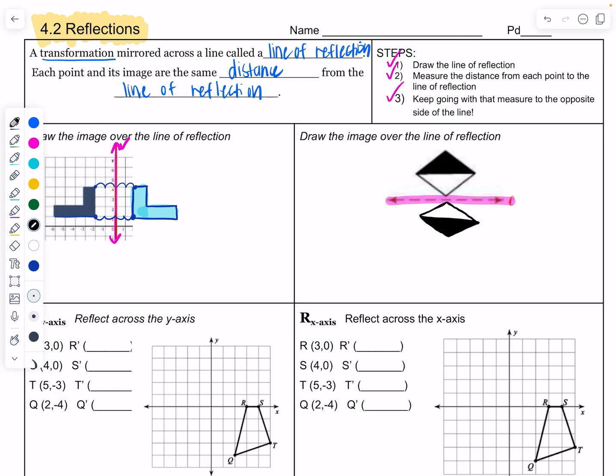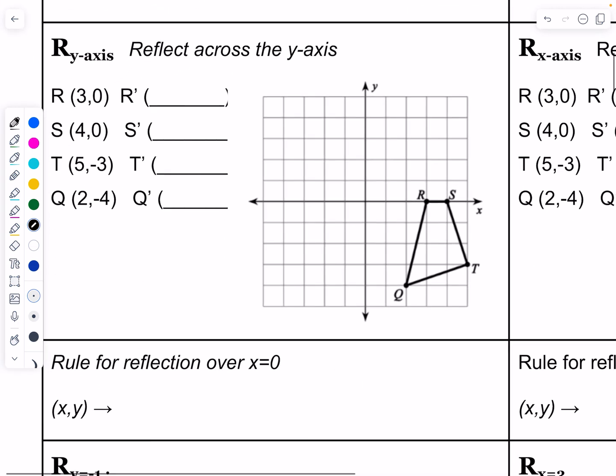It gets flipped over. All right, so now let's look at when we're actually fully in the coordinate plane. We want to take this OG shape, the original, and we want to find, so this is our first shape, and we want to find our second shape by reflecting it over what? Over the y-axis. So which one is the y-axis?